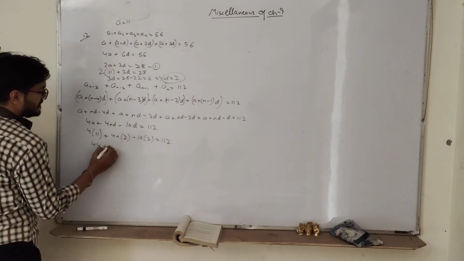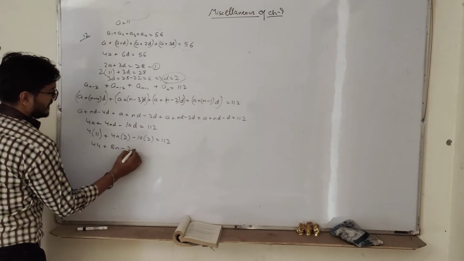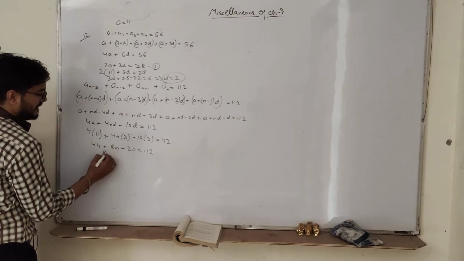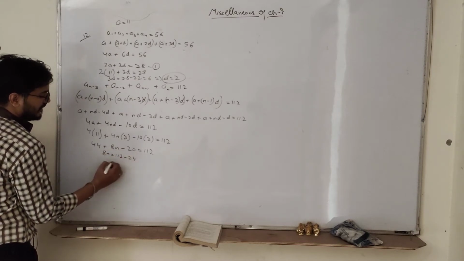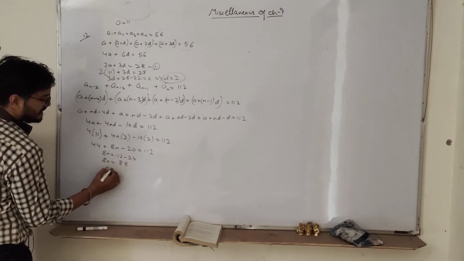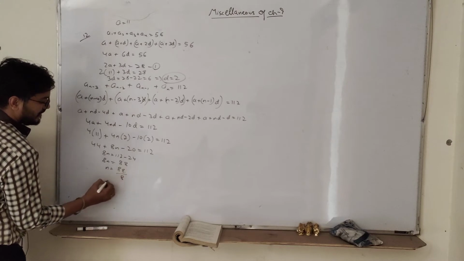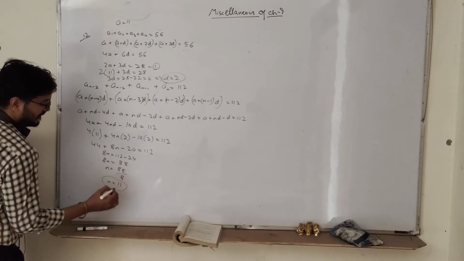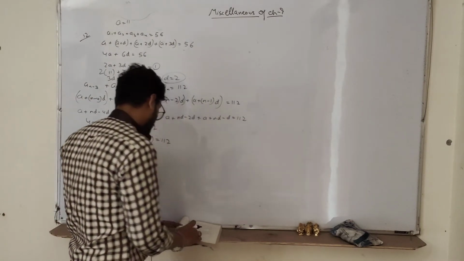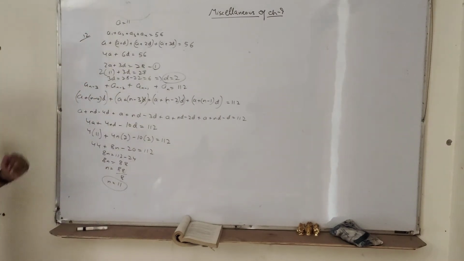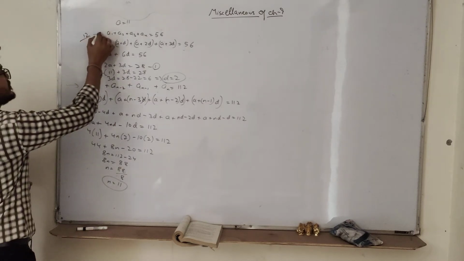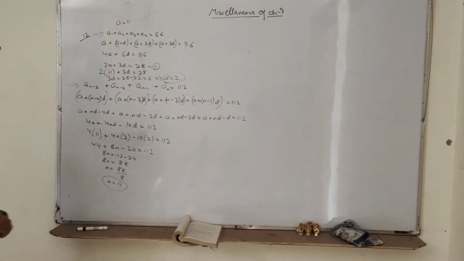So 44 plus 8n minus 20 is equal to 112. 44 minus 20 is 24. Taking that, 8n is equal to 112 minus 24, which is 88. So n is equal to 88 upon 8, so n is equal to 11. So the number of terms is 11. What we have to determine in this is to find the number of terms. So this is our complete solution, right? Using these two conditions, we have got the whole solution.